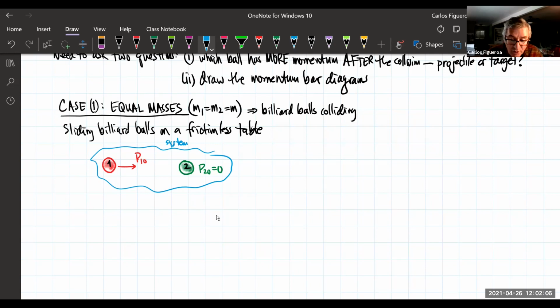So what do my bar diagrams look like? I have this amount of momentum coming in, and I know that momentum is going to the right. I might as well say to the right is positive. Beforehand, we already know that the momentum of P2 is 0. That's what my system is telling me. So the question is, what happens afterwards?